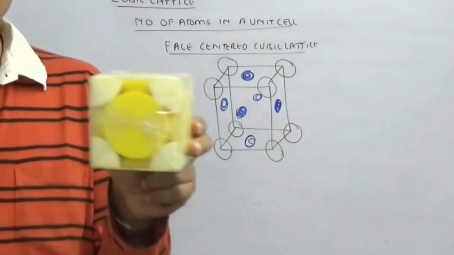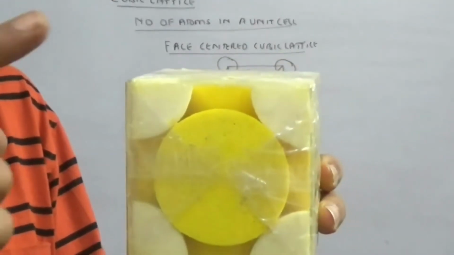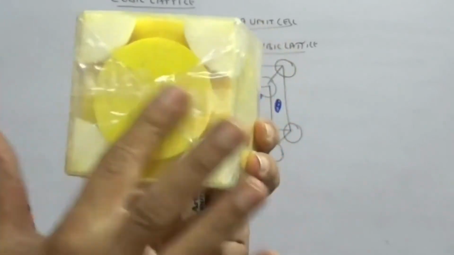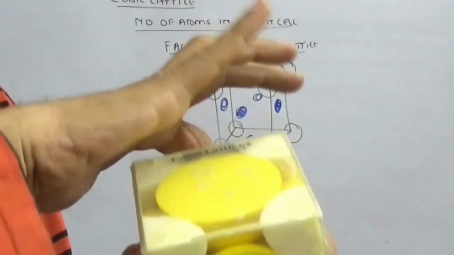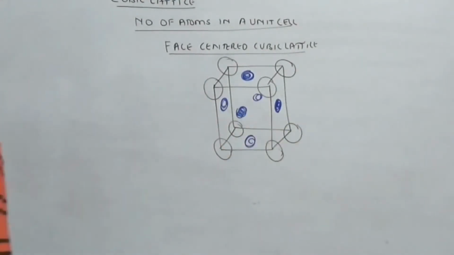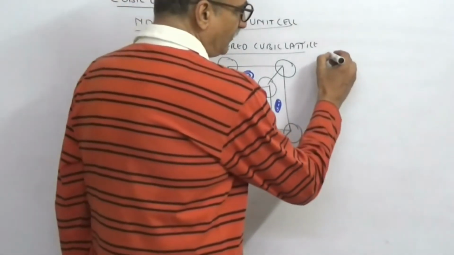So you can see, in case of face centered cubic lattice, where are the atoms present? They are present in 8 corners and 6 faces: 1, 2, 3, 4, 5, 6. They are present in 6 faces. Is this point clear? So what is the contribution? So the number of atoms in the unit cell.